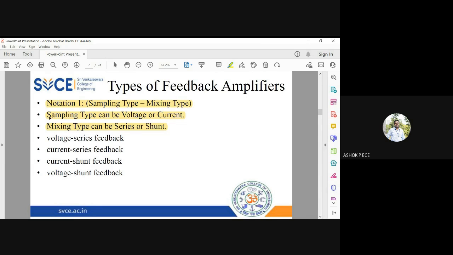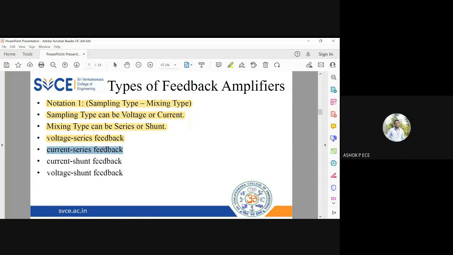So sampling network, I can sample either voltage or current from the output. I can mix at the input side using series or shunt configuration. So now with 4 variables, how many possible combinations will you have? You have 4 possible combinations. So first one is voltage series, voltage shunt, current series, current shunt. So that is what is given here.